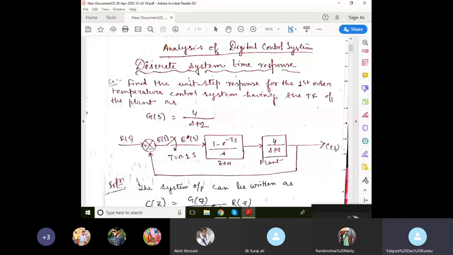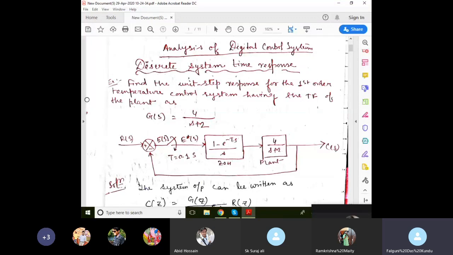Okay, we are going to discuss the analysis of discrete control systems. We will directly analyze the digital control system using an example, because it is easier to understand. That's why I directly go for the example.